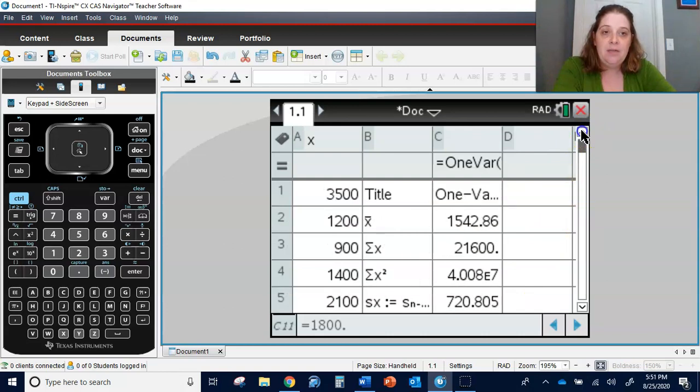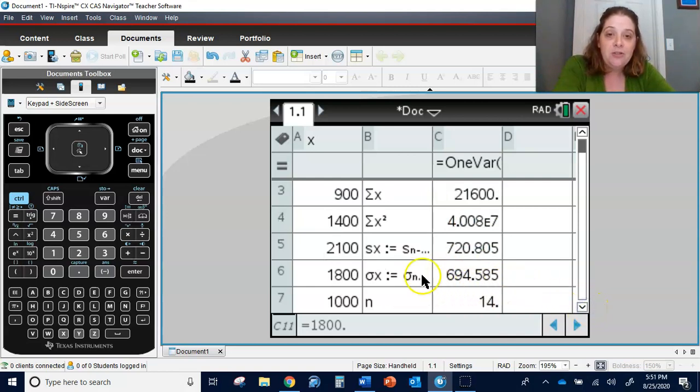So I'm going to go up here to the top. X bar is 1,542.86, and the sum of X here, I've got that. I've got the sum of X squared, and you see there's this e to the 7th, so that means that's a big number. So that's 4.008 times 10 to the 7th power. Okay, so very big number there.